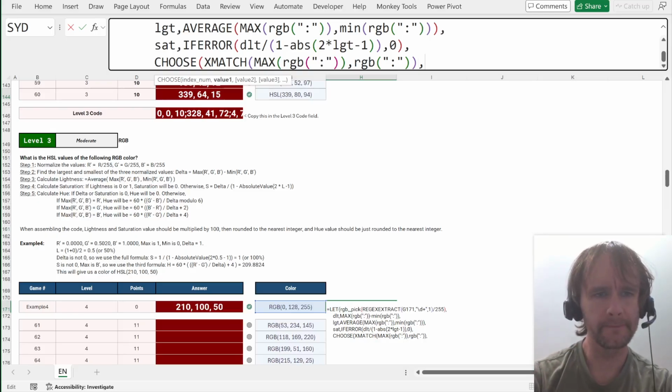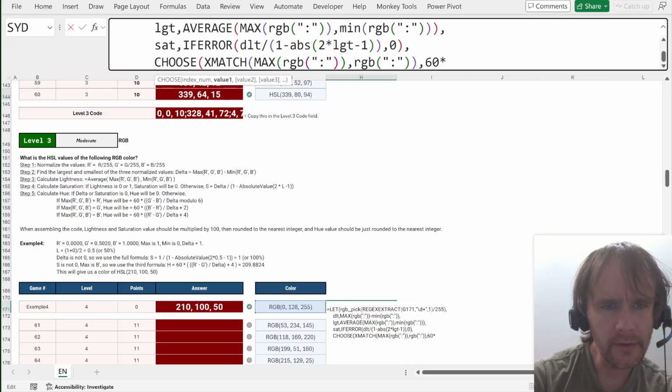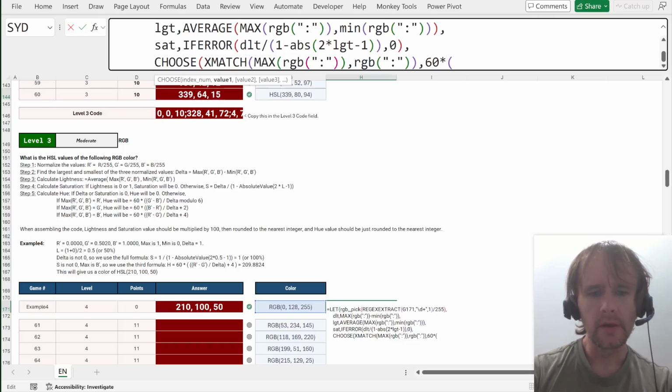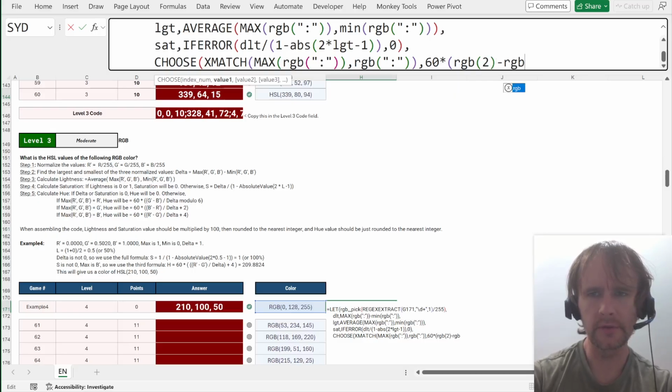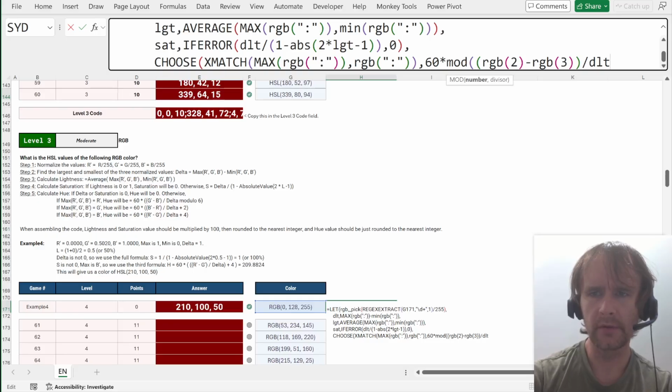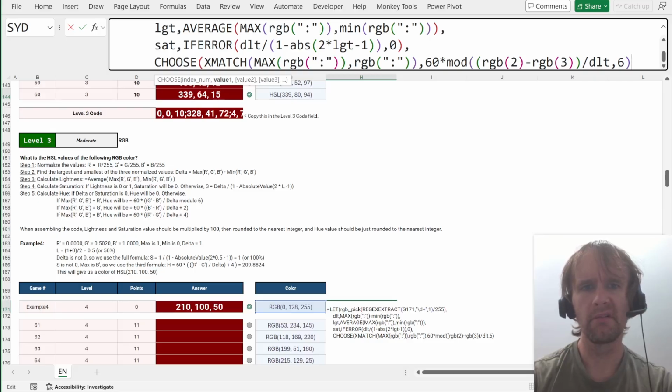So if it's R, then it's fine. 60 times, where are the brackets here? RGB of, so G is 2 minus RGB of 3 over delta, and then we're going to mod all of that by 6. Okay.